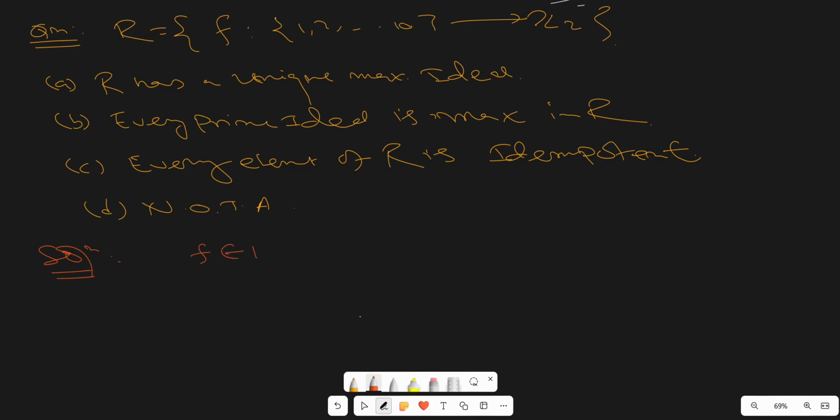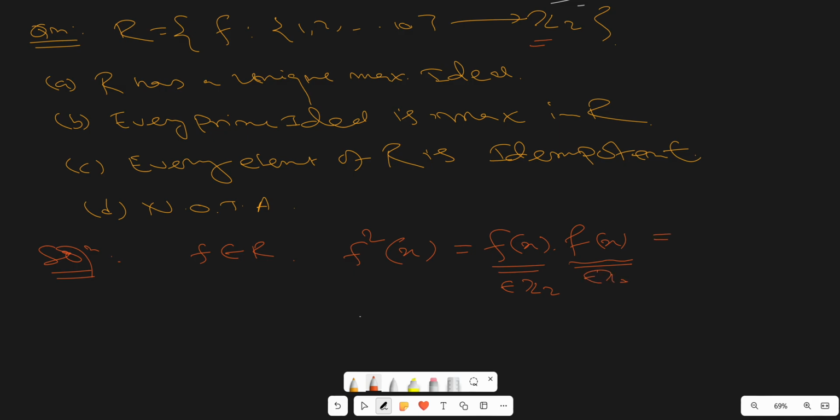Let f be an element of this ring. So let's see what f square is. So f square means f dot f. Let's do it formally. F square x, what is f square x? This is fx into fx. So this fx will lie in Z2, right?